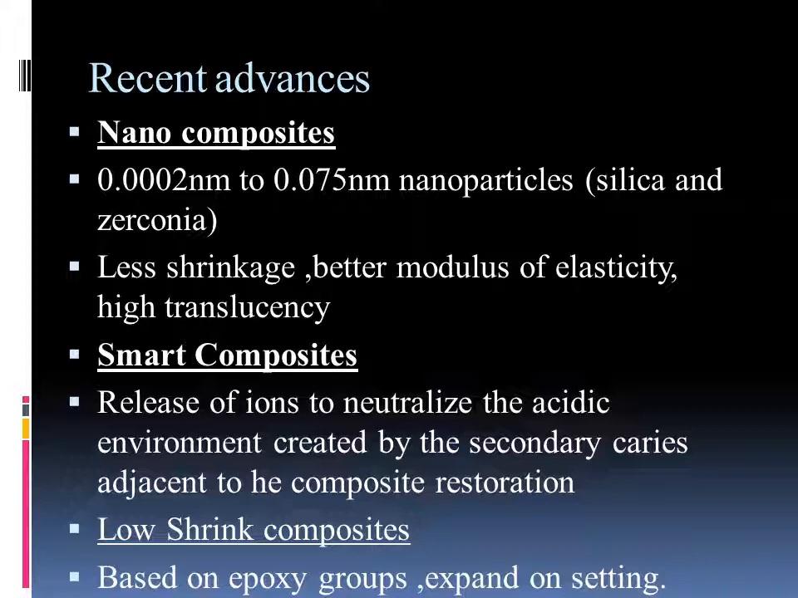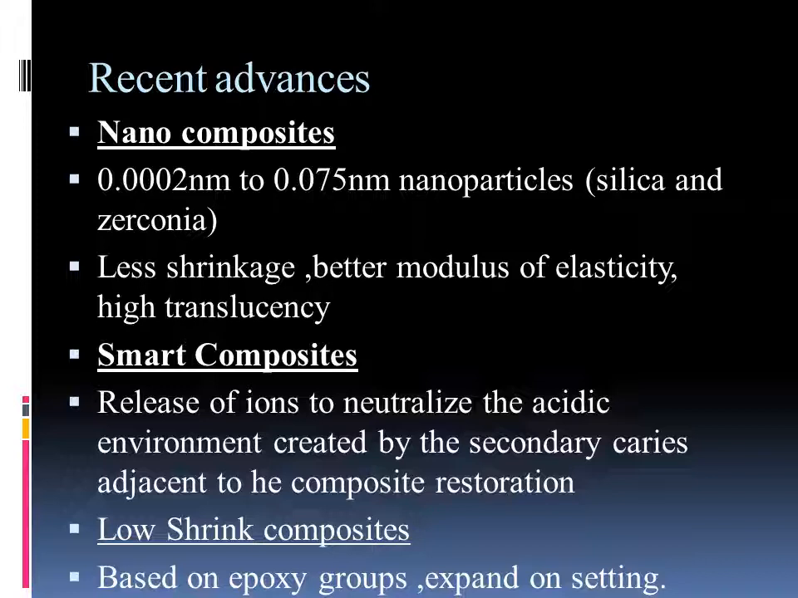So they are offering both mechanical and good physical properties as well as aesthetics. Then the smart composites. Smart composites can release ions to neutralize the acidic environment. They have anti-carcinogenic or anti-caries properties.